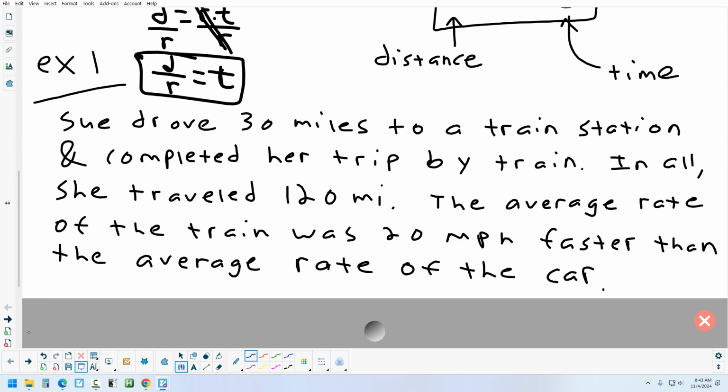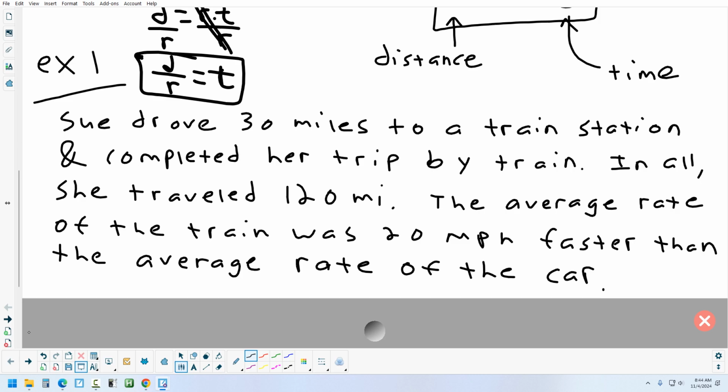So let's just read what they tell us. It says that Sue drove 30 miles. That's by car. She drove 30 miles by car to a train. From there, she got on the train. And in all, the entire trip, including what she drove and the amount she went on the train for, was 120 miles. That's the whole trip. We don't know how fast either the train or the car was going, but we do know the train, on average, was 20 miles an hour faster than the car.